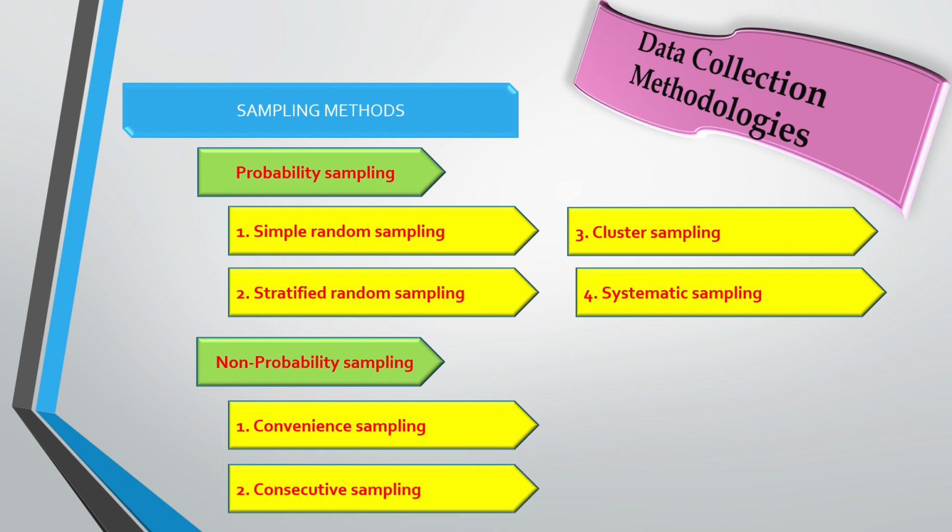Second, we have consecutive sampling. It is quite similar to convenience sampling except for the fact that researchers can choose a single element or a group of samples and conduct research consecutively over a significant period and then perform the same process with other samples.